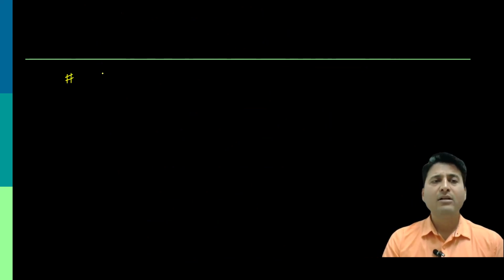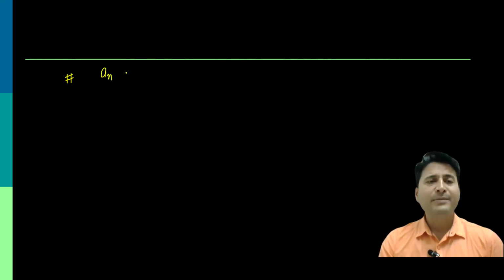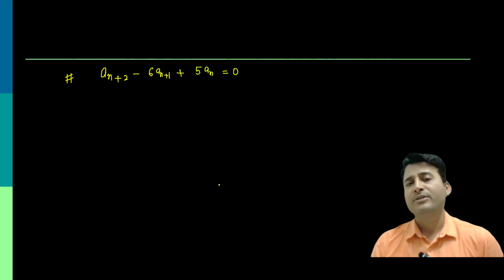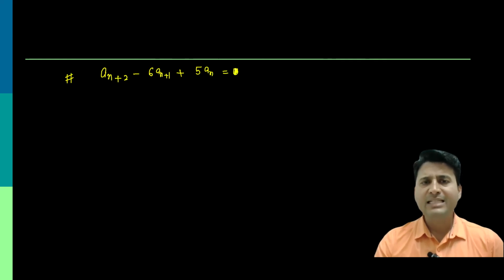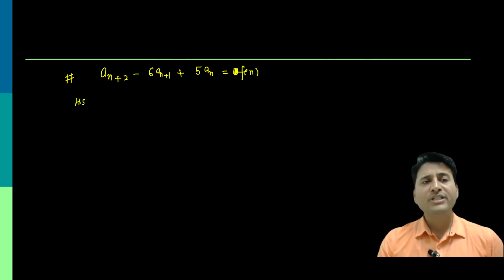Let me take an example, a direct problem, to show how we'll find the solution. Suppose the question is asking to find all the solutions. All the solutions means homogeneous plus particular. Let me write an equation: a(n+2) minus 6 times a(n+1) plus 5 times a(n) equals 0. Or in place of 0, I can take some function of n.